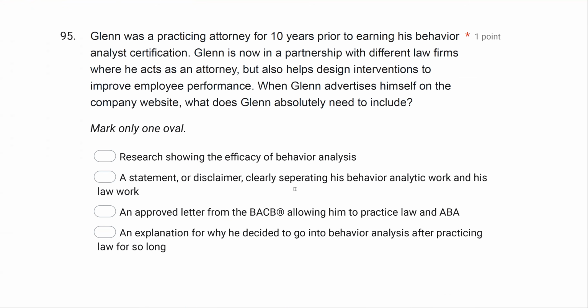95. Glenn was a practicing attorney for 10 years prior to earning his behavior analyst certification. Glenn is now in a partnership with different law firms where he acts as an attorney, but also helps design interventions to improve employee performance. When Glenn advertises himself on the company website, what does Glenn absolutely need to include?